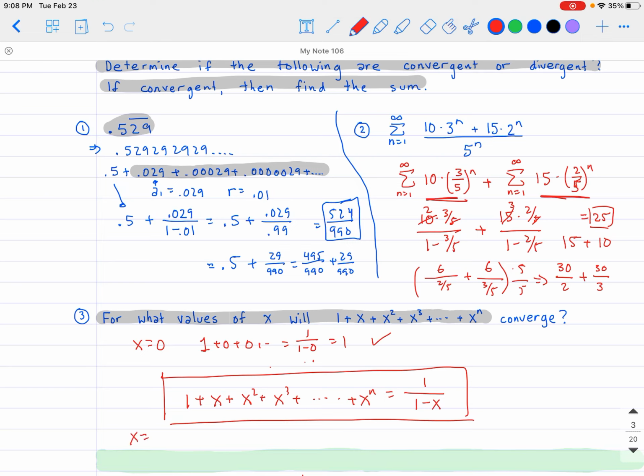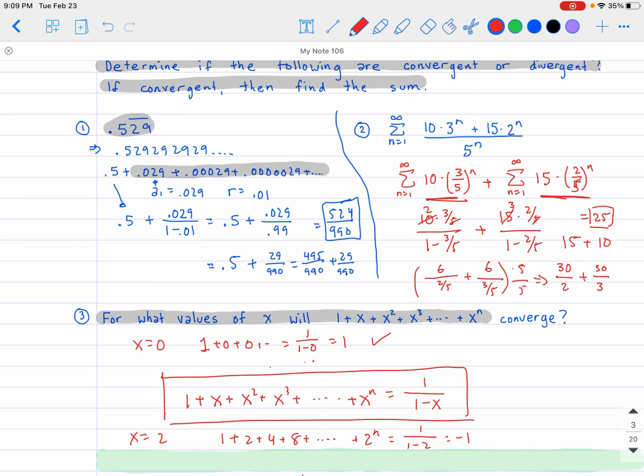If x is equal to, let's say, 2 in this case, this is where it gets a little hairy, because then you get 1 plus 2 plus 4 plus 8 and so on, all the way to the nth power. And that's supposed to be equal to 1 over 1 minus 2. Now, there's no way that adding up all of those positive terms on the left will give you a negative number, which is equal to negative 1.